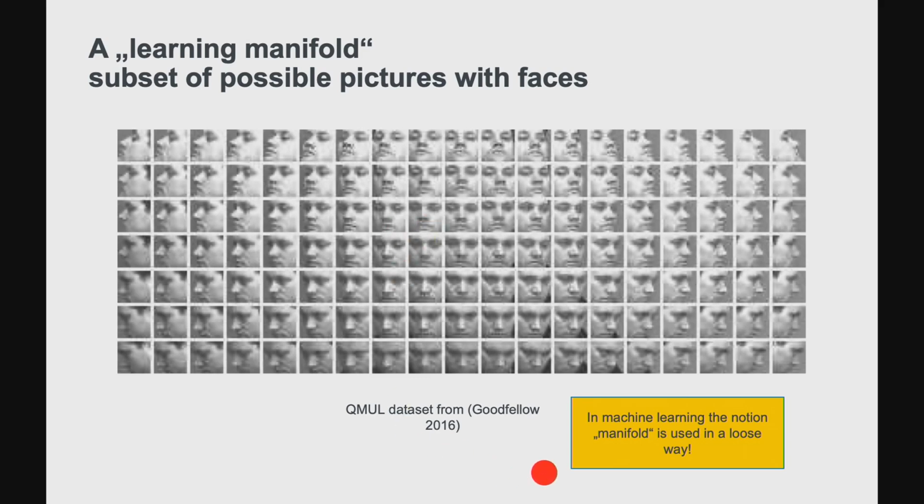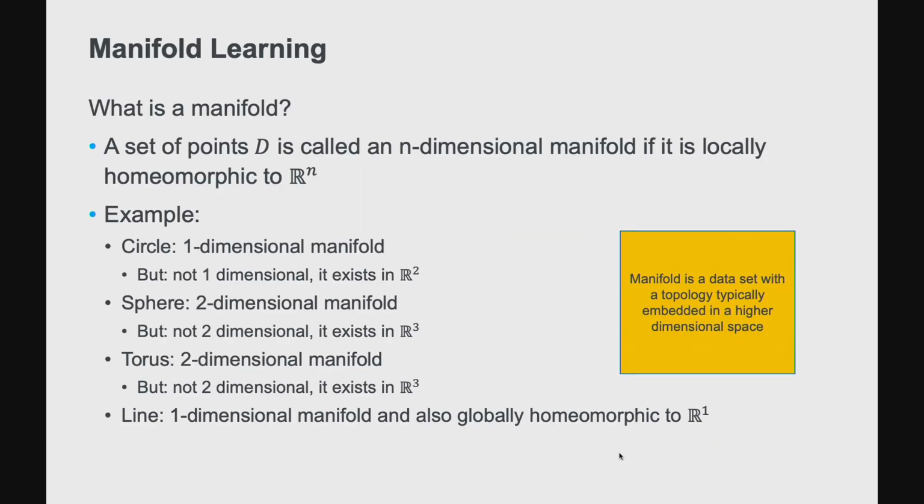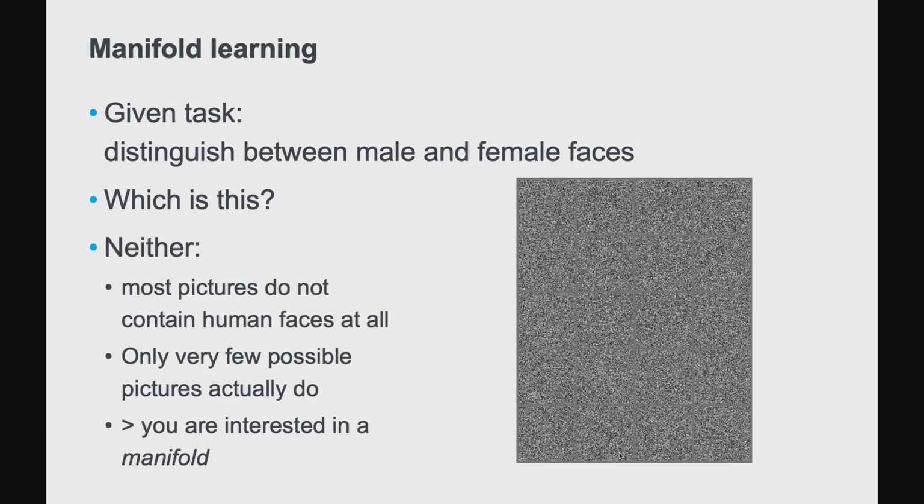In machine learning, this notion of manifold is used in a rather loose way. So it's not exactly the mathematical definition of manifold, but it comes close. And to get back to this point, we are not interested in the space that carves up this input into any male or female face, because it doesn't matter. It's not part of the manifold that we care about.